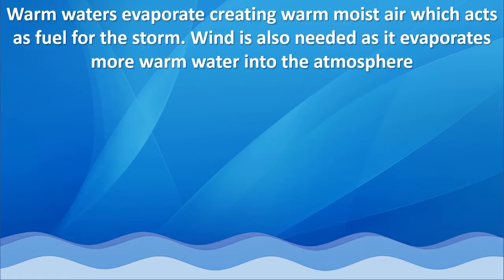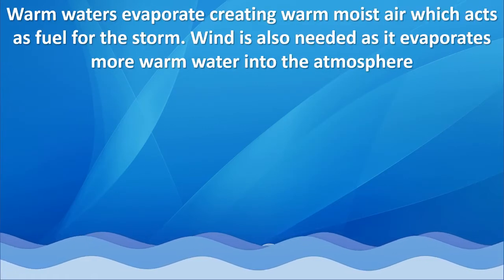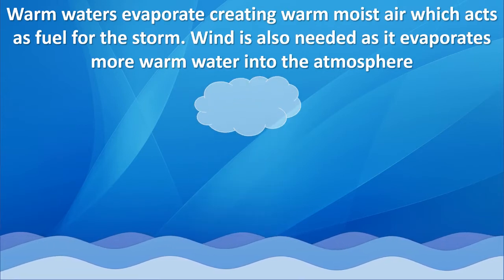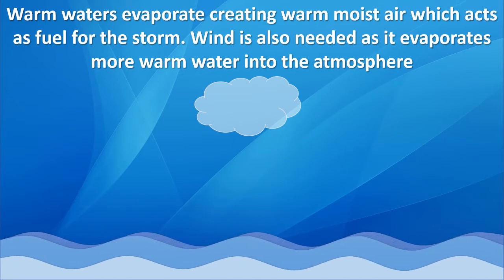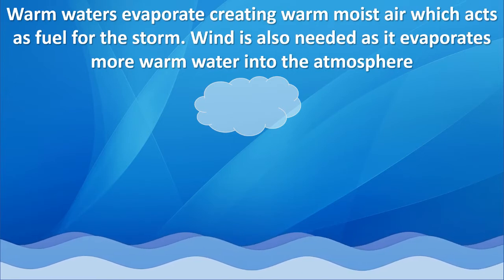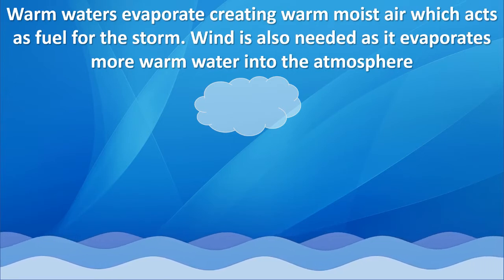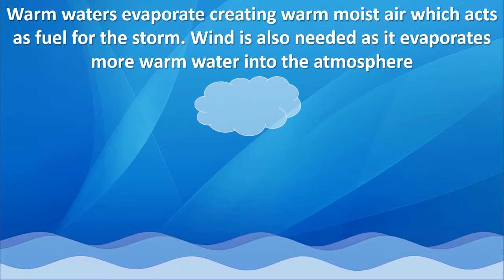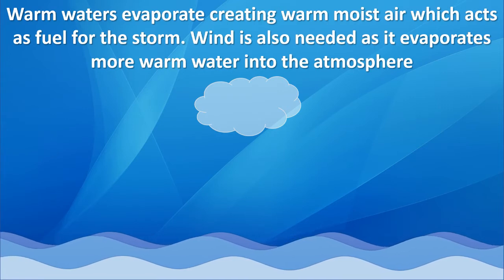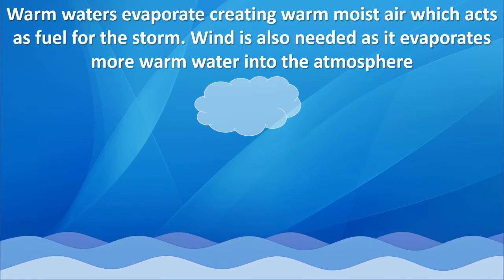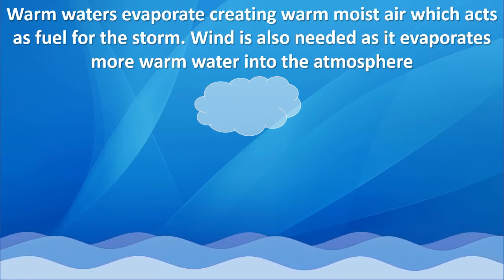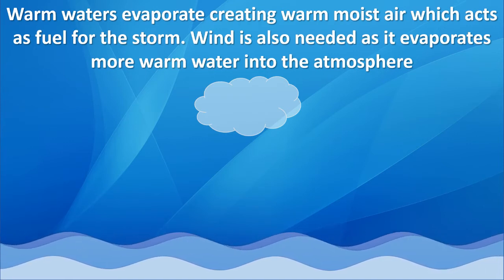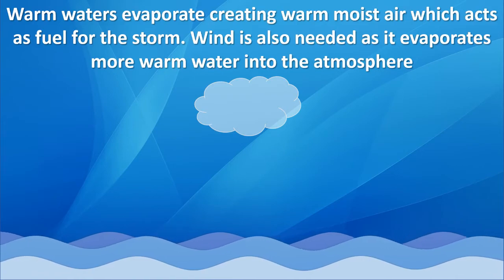Now, the way that hurricanes form is actually quite interesting. What will occur is that warm waters will begin to evaporate. This creates warm, moist air, which acts as fuel for the storm. An additional component which is quite needed is wind. Wind adds to that evaporation because it moves the air around. So wind is also needed as it evaporates more warm water into the atmosphere. So if you think about warm waters just lingering on the surface of the water, a wind comes along and sweeps it up and you get more of that moisture in the air.